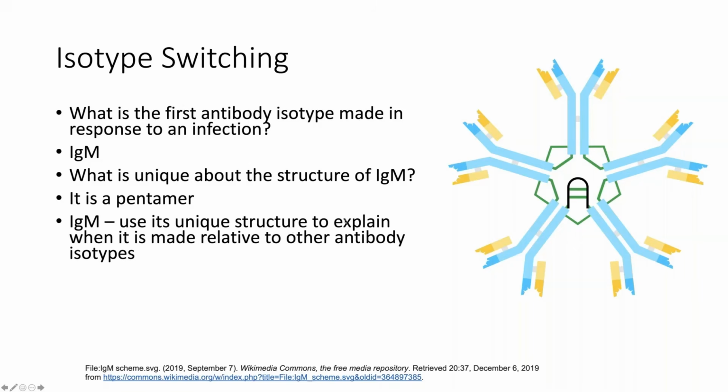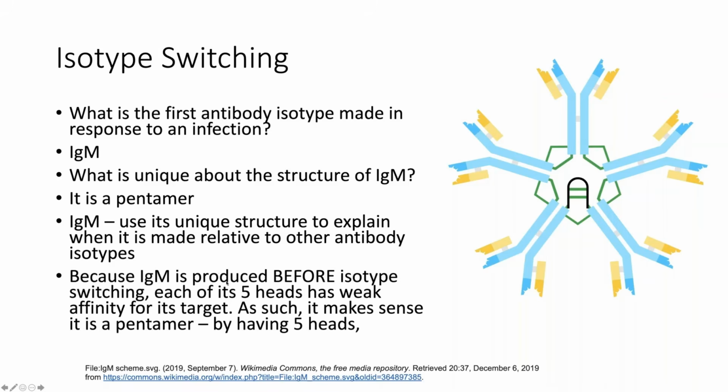So penta is 5. So great. Yeah. And so Melissa, if you're there, you can unmute yourself. If not, we'll go to Paula. So Melissa or Paula. So IgM. So use its unique structure to explain when it is made relative to other antibody types.